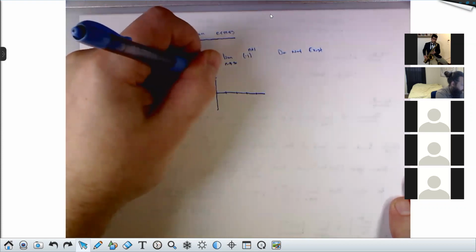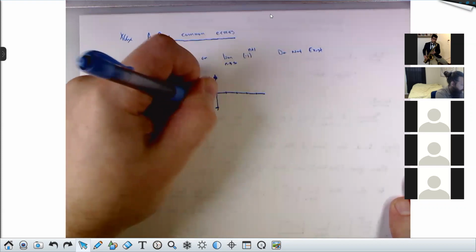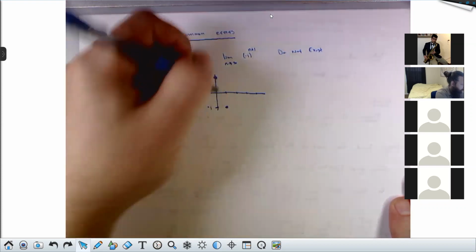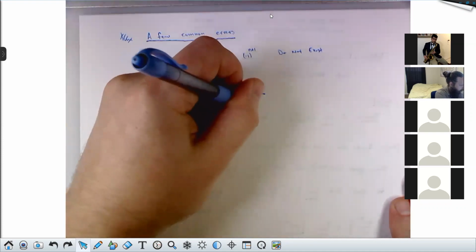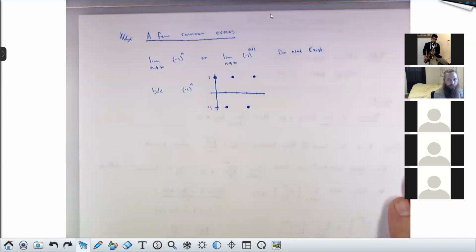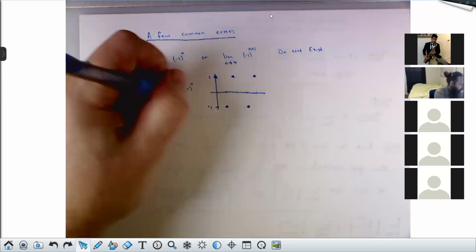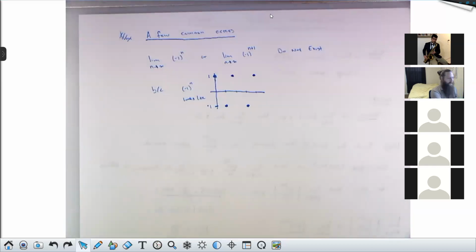When n is 0, it's equal to +1. When n is 1, it's equal to -1. When n is 2, it's equal to +1. When 3, it's equal to -1. And 4 is equal to +1. So these dots are not getting closer and closer to some horizontal line. And -1 to the n plus 1 looks the same thing. It's just shifted a little bit to the left by 1.